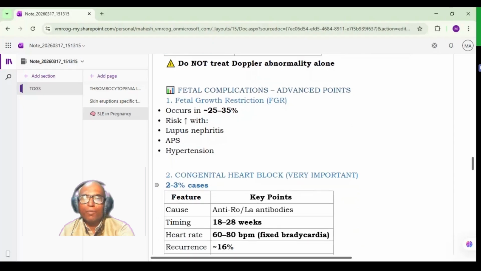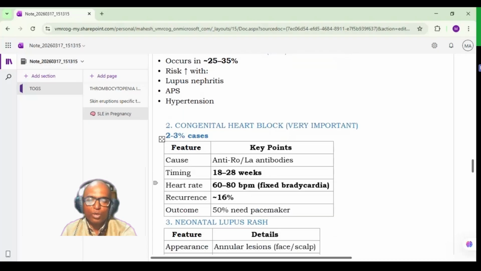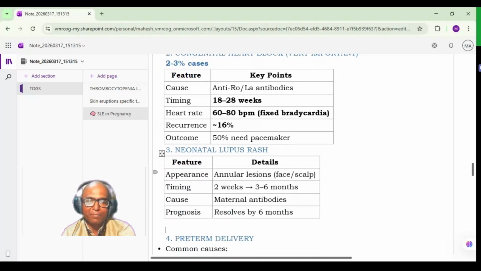Okay. Then fetal complications, there can be fetal growth restriction. It occurs in around 25 to 35% of cases, and the risk is increased with lupus, APS positive cases, and hypertension. Congenital heart block is seen in around 2 to 3% of cases. The cause is anti-Ro and anti-La antibodies. Timing is between 18 to 28 weeks of gestation. Generally, the heart rate is continuously between 60 to 80 beats per minute. There is a fixed bradycardia. The recurrence risk is 16%, doctor. So not only prevalence you remember, but remember that the recurrence risk is 16%. Outcome: 50% will require a pacemaker.